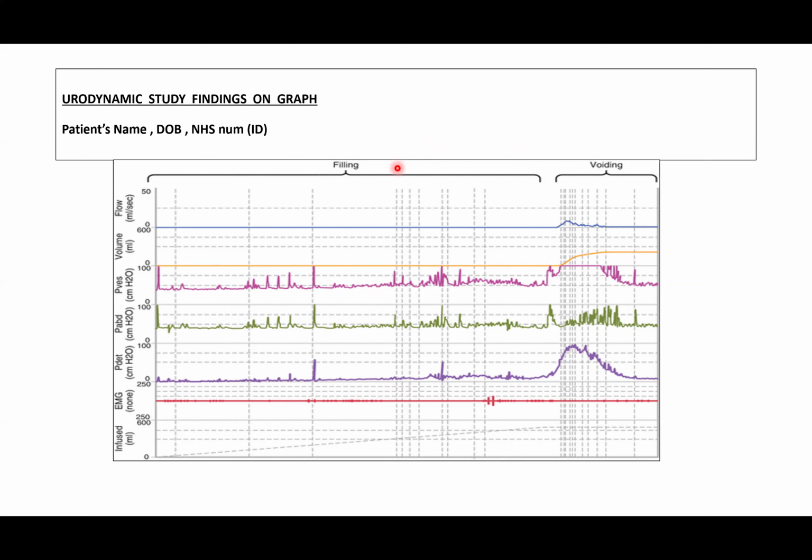And no leak has been mentioned anywhere. And there is no effort-like activity like sneezing or coughing. The patient was not asked to cough, right? Yes. Dr. Rosina has written normal graph. Yes, my dear.